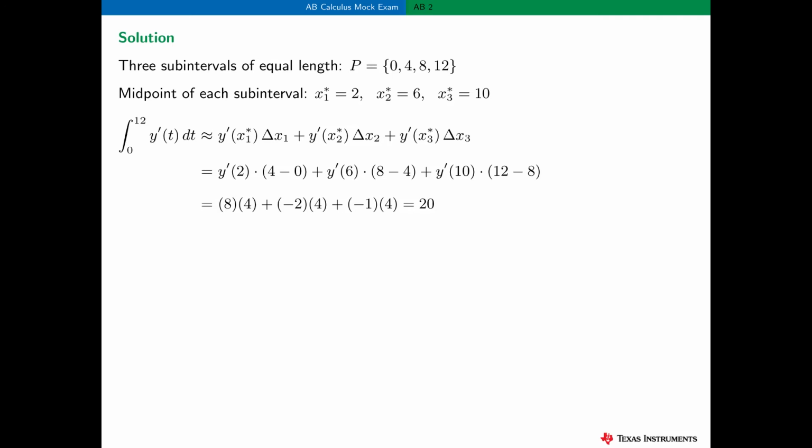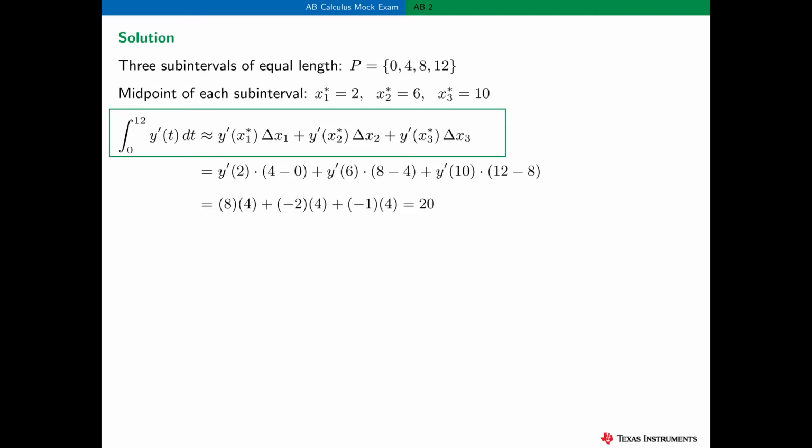So finally, let's put all of this together to solve the problem. We need 3 subintervals of equal length. So the partition is 0, 4, 8, and 12. We're computing a midpoint Riemann sum, so the midpoint of each subinterval is: x sub 1 star is 2, x sub 2 star is 6, and x sub 3 star is 10.